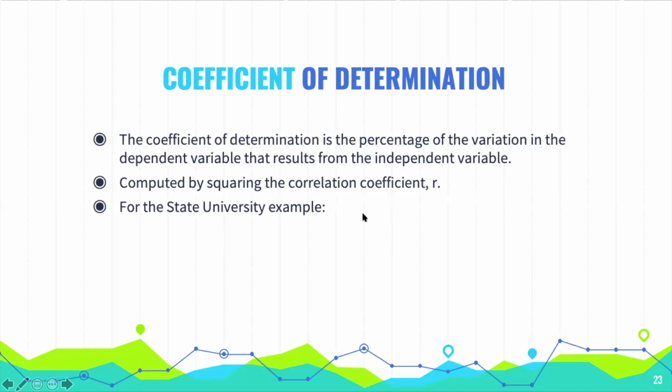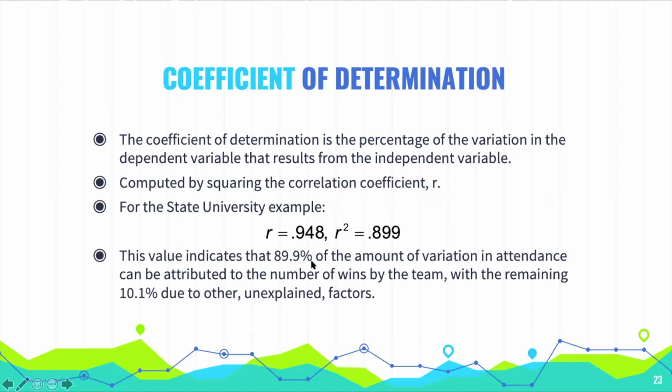So for example, sa example natin, if the R is 0.948, if we square that, the answer is 0.899, meaning 89.9% of the amount of variation in the attendance is explained by the number of wins by the team. The remaining 10% is due to other unexplained factors. So meaning most of the attendance ay dahil talaga sa wins na ginawa ng team. So that is the coefficient of determination.